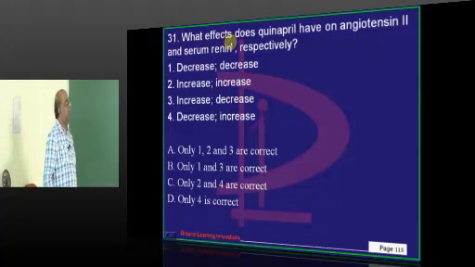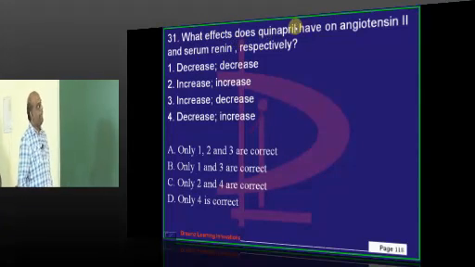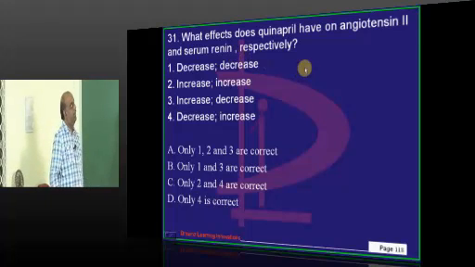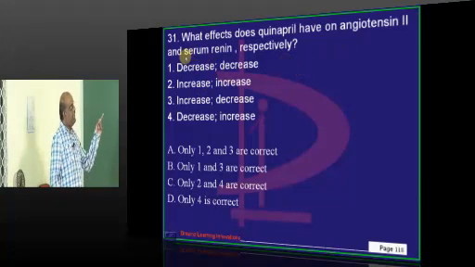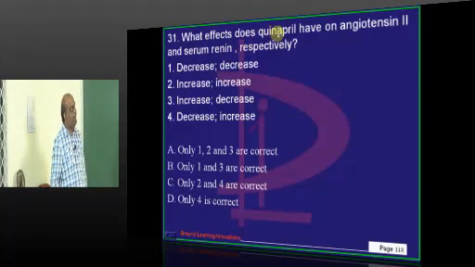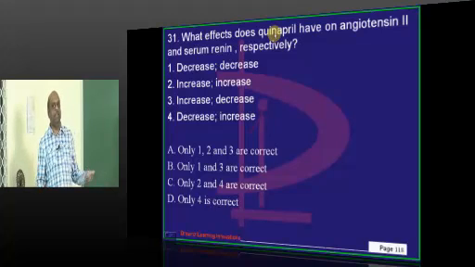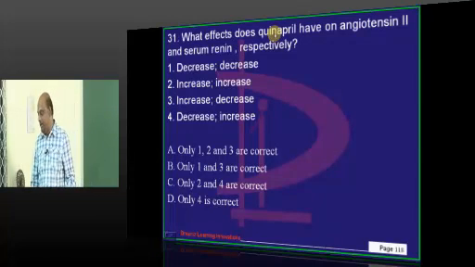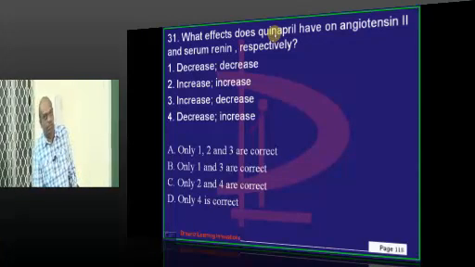Question number 31. Quinapril, on angiotensin 2 and serum renin. What is the effect of quinapril? Quinapril is the big brother of enalapril, let us say. What is the effect of it?